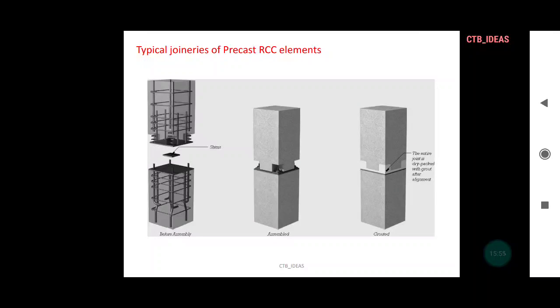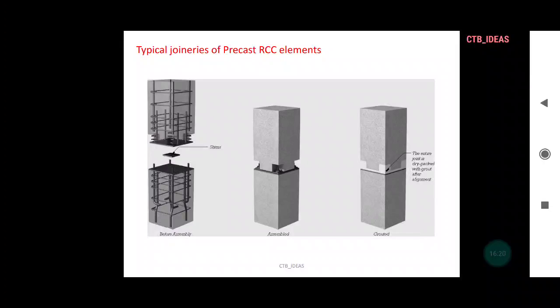As you can see in the images, in the first image you can see the lower column and the upper column. The lower column has protruding ends and the upper column has cavities to receive those protruding ends, and at both faces, the upper face of the lower column and the bottom face of the upper column, there are metal plates.